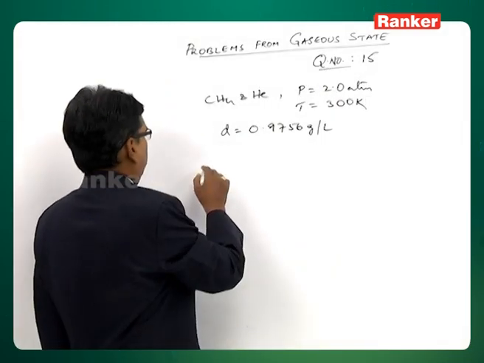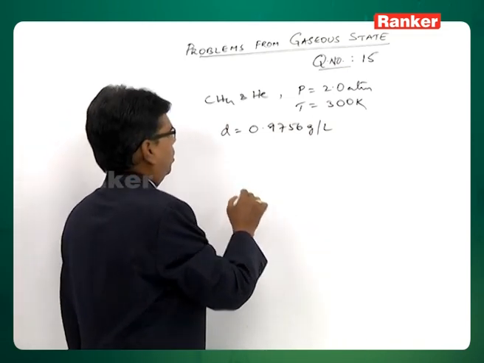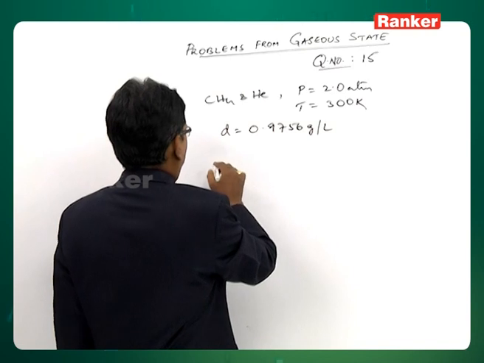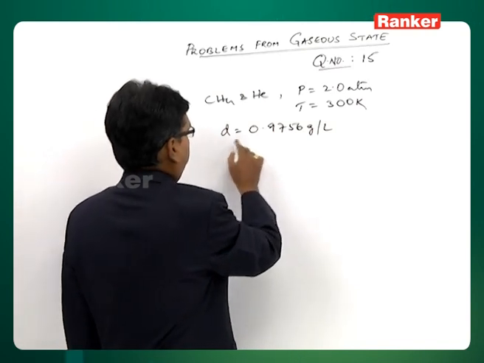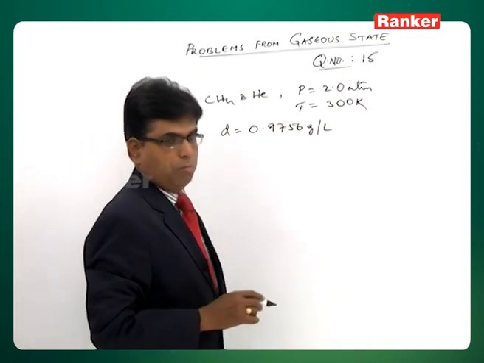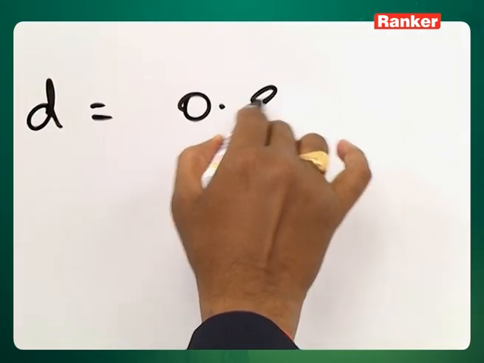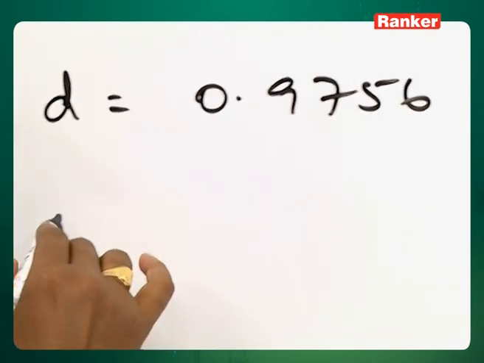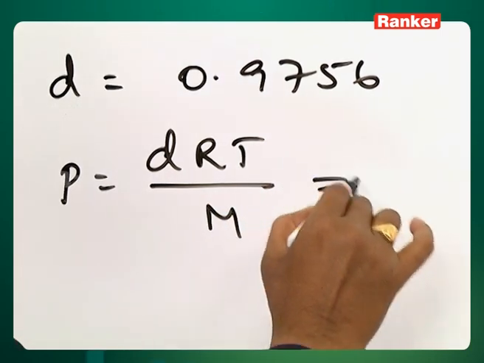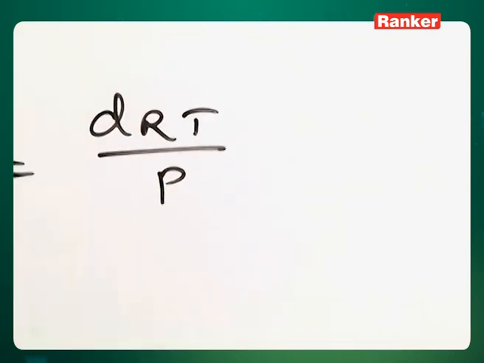So, first of all, to know the composition of the mixture, we should know the number of moles of the two gases; the ratio is what we have to find out. From the density, we can find out the molecular weight of the mixture. First, density is equal to 0.9756, then from P equal to dRT by M, the molecular weight of the mixture is equal to dRT by P.